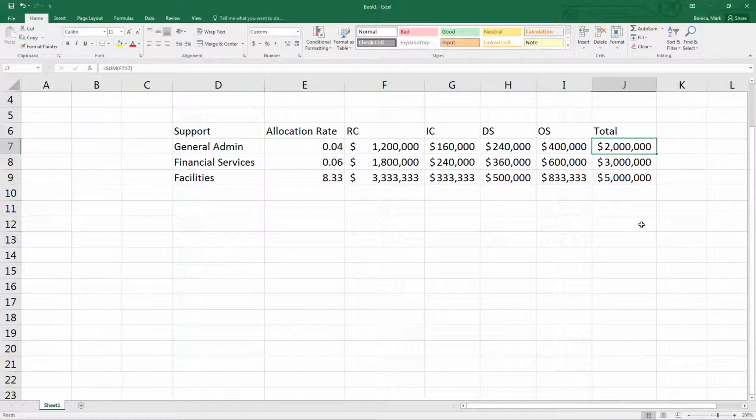So general administration has direct costs of $2 million, financial services has direct costs of $3 million, and facilities had total direct costs of $5 million. Those had to be allocated to each of the departments. Okay, that completes 6.3.